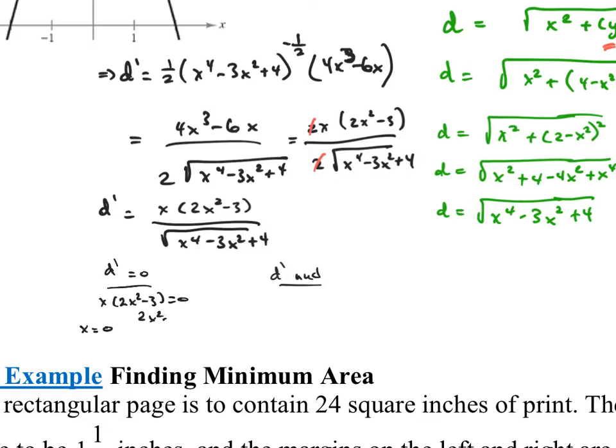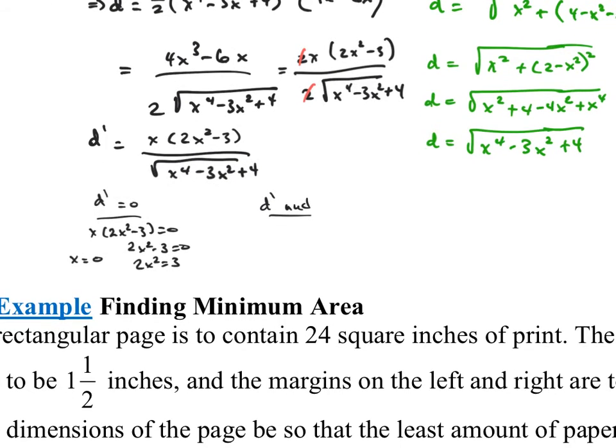Set 2x squared minus 3 equal to 0. I'd have 2x squared equals 3. Divide both sides by 2 and take the square root, and you'd have x equals plus or minus the square root of 3 halves. You could look at it as 3 root 2 over 2, which is perfectly fine. I don't care about that, but I'm just going to look at it as x equals plus or minus the square root of 3 halves. These are my critical values so far. That's where the derivative is equal to 0.